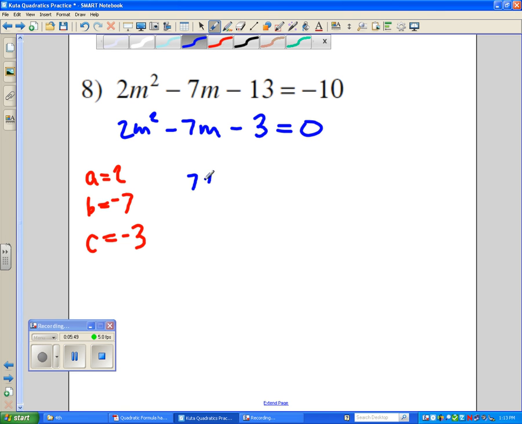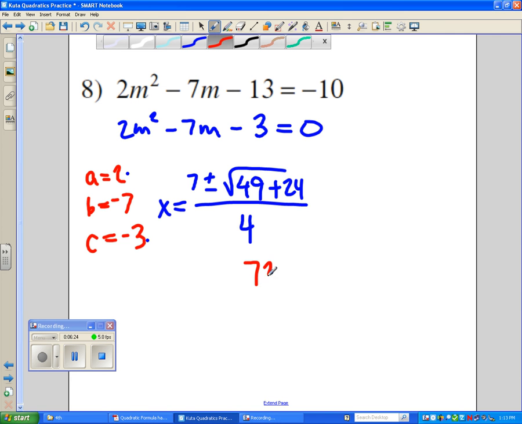Negative b plus or minus the square root of b squared minus 4 times a times c. 4 times 2 is 8. 8 times negative 3 is negative 24, but that becomes positive 24. I'm going to check my work. B squared minus 4 times a times c. 4 times 2 times negative 3 is negative 24, but we have a negative, so it makes it positive. All over 2a. 2 times 2 is 4. This is x equal to. Awesome. 49 plus 24 is 60 plus 13, which is 73.